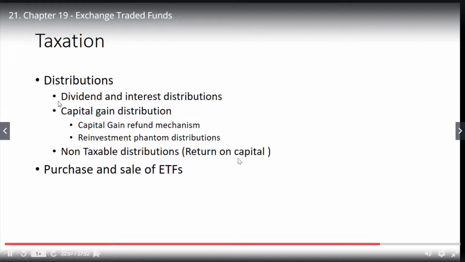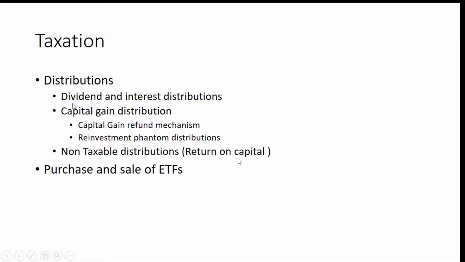Now, distributions: if it is a dividend or interest distribution, it will be taxed accordingly. Interest is taxed according to marginal rate. Dividend is taxed, but you get some dividend tax credit if it is a Canadian company. Capital gain distribution: there are two important things that you have to remember, the capital gain refund mechanism and reinvestment phantom distributions.